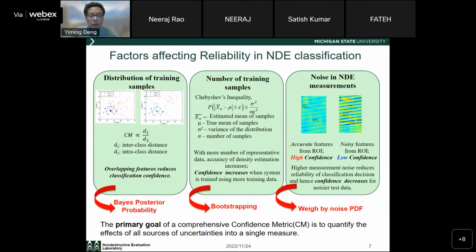Next, I would like to talk about three factors affecting the reliability in NDE classification, or how we can incorporate uncertainty quantification in the NDE classification problem. The first thing is the distribution of training data. The second is the size of the training data, or the number of training samples. The last is the noise in NDE measurements.